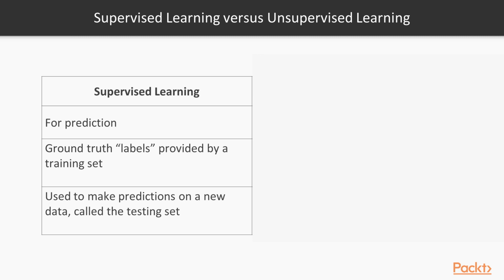Based on the name, you might think that unsupervised learning is the opposite of supervised learning. And it is true that it doesn't have supervision. That is, it doesn't have any ground truth labels or information about what the output of the unsupervised learning algorithm should be. But supervised learning and unsupervised learning are fundamentally trying to solve different problems.